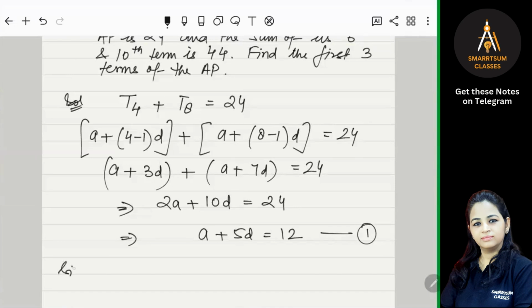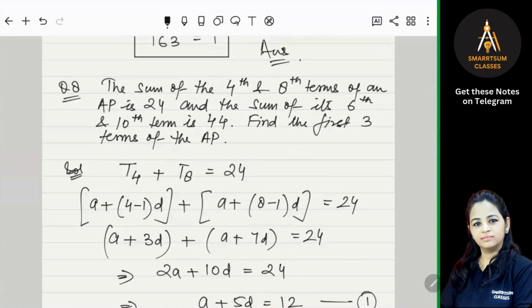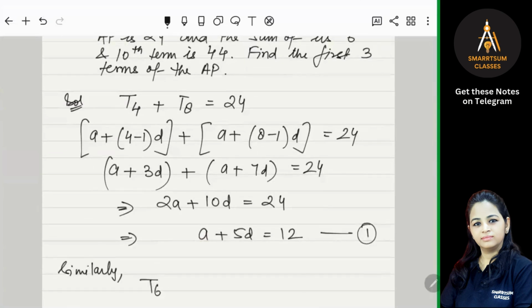Now similarly, the other relation is also given. The sum of its 6th and 10th term is 44, right? So write down T6 plus T10 is 44. This is given, right?